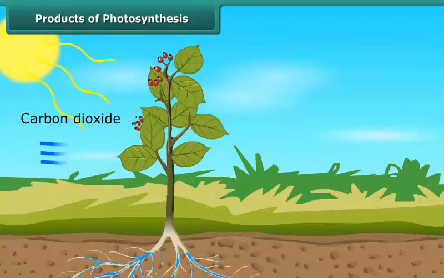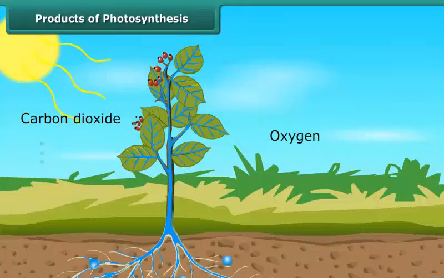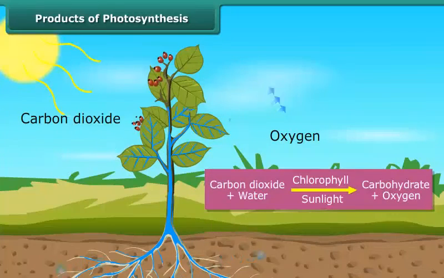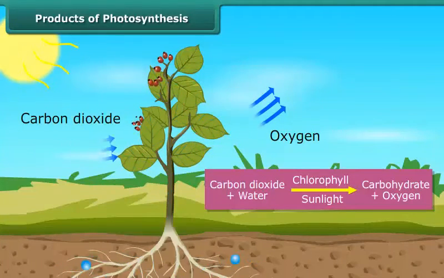Starch is also an example of carbohydrate. In this process, oxygen is also released. Therefore, the process of photosynthesis can be represented as carbon dioxide plus water, in the presence of chlorophyll and sunlight, gives carbohydrate plus oxygen.